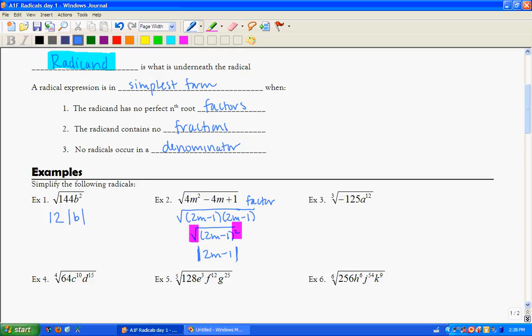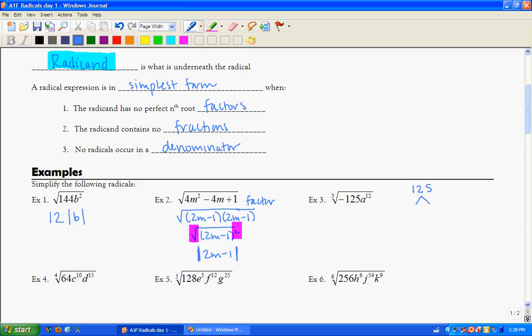For the third example, the cube root of negative 125a to the 12th, first of all, you are allowed to have a negative because it is a cube root. So anytime it's an odd root, you are allowed to have a negative underneath. If you recognize that 125 is a perfect cube, that's great. If not, you should make a factor tree.